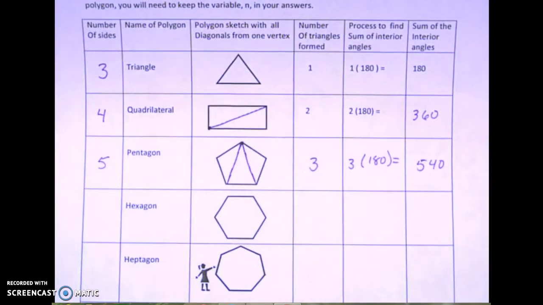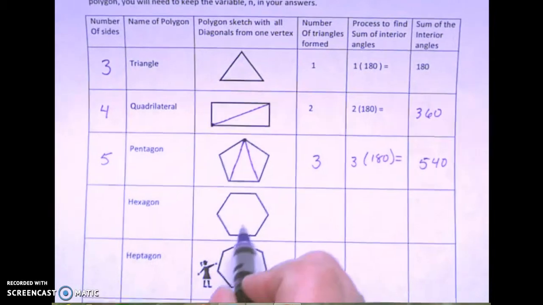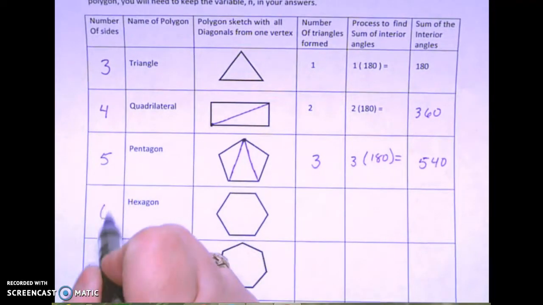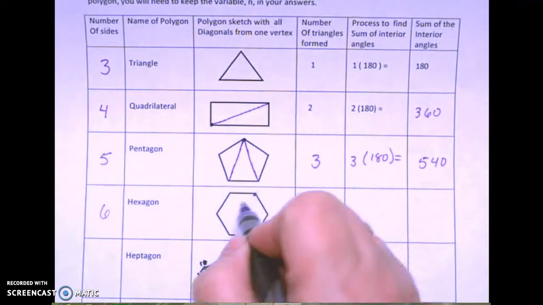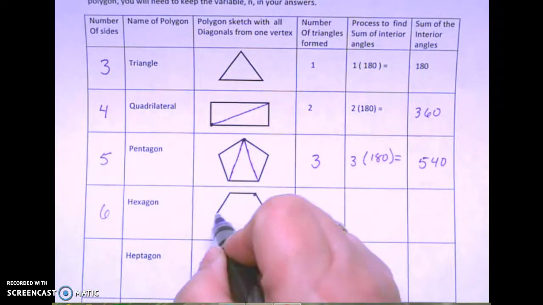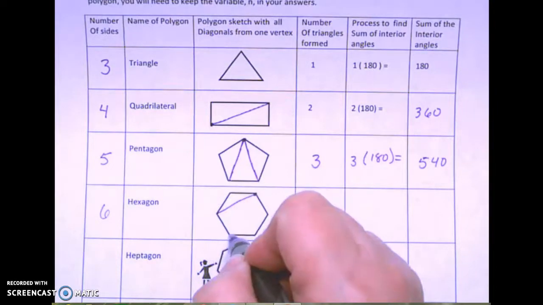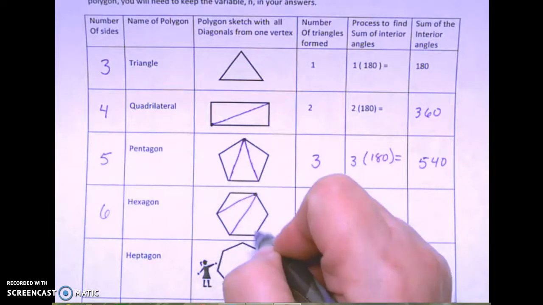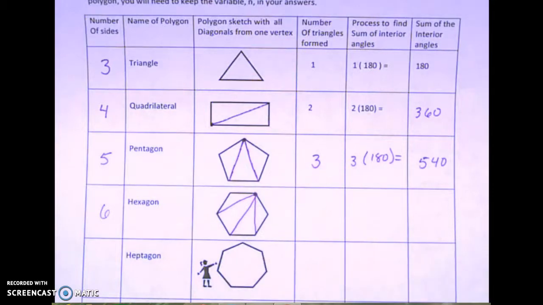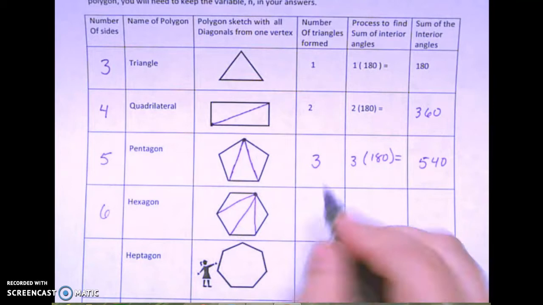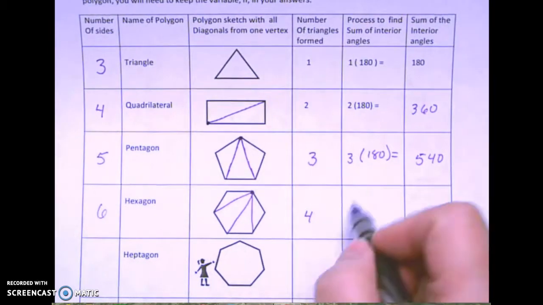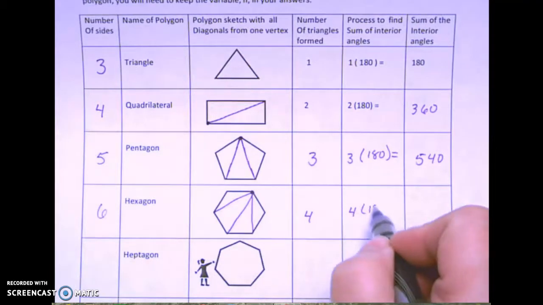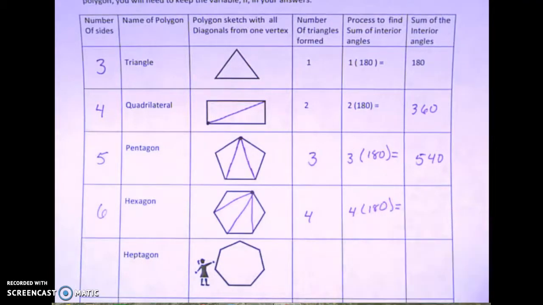If I choose a hexagon for my next shape, it's got 6 sides. If I choose one vertex in that hexagon and I want to draw diagonals, I can draw 3 diagonals. I've broken my hexagon into 1, 2, 3, 4 triangles. To figure out the total number of degrees in that hexagon, it'll be 4 times 180. And you can calculate that out.